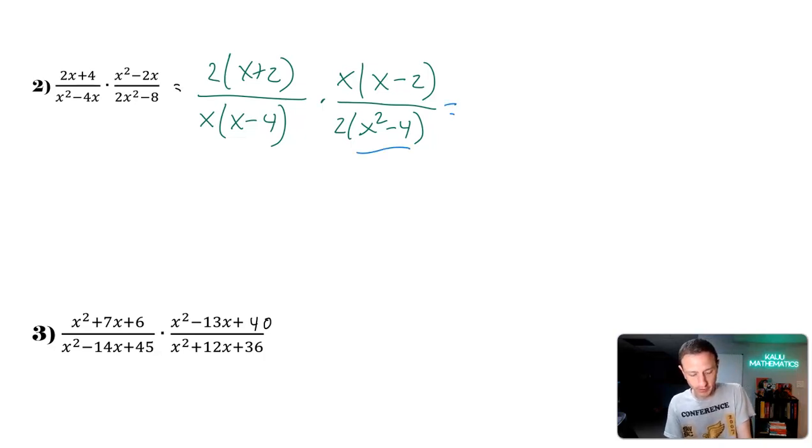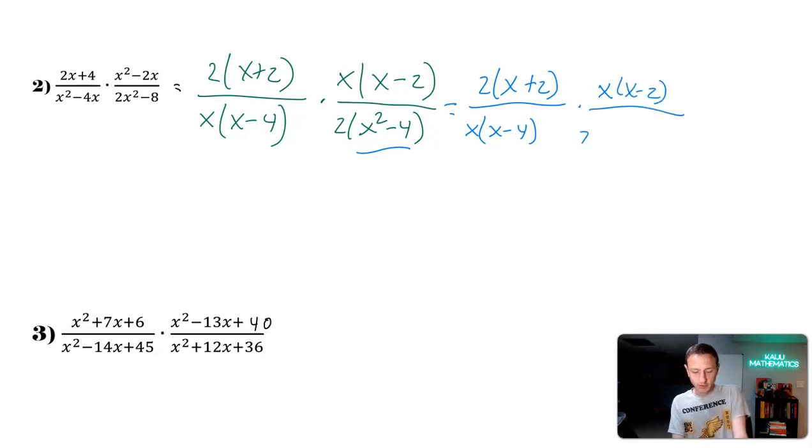So I'm going to factor the difference of two squares. So I'm going to go over here. So 2 times x plus 2. So everything is going to stay because I can't factor anything else besides that. So I'm going to factor that term. So that's going to be x minus 2. And then a difference of two squares. So that's going to be 2 times x minus 2 times x plus 2.